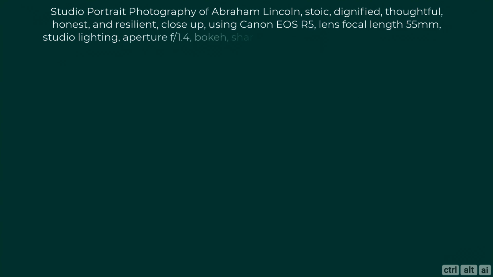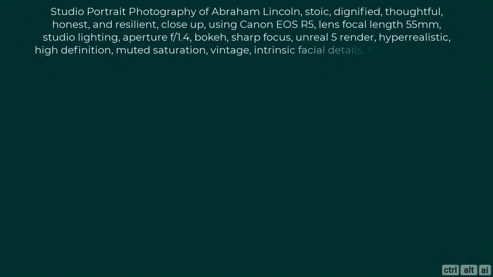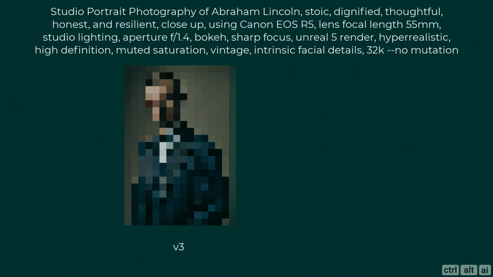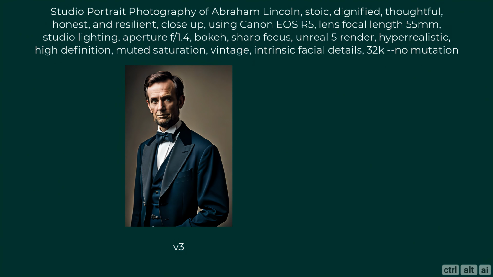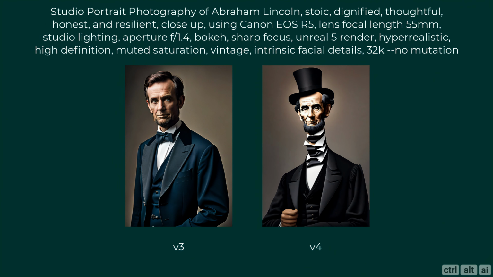The following image is disappointing. It's a long prompt: studio portrait photography of Abraham Lincoln, stoic, dignified, thoughtful, honest, and resilient. Close up, using Canon EOS R5, lens focal length 55mm, studio lighting, aperture f/1.4, bokeh, sharp focus, Unreal 5 render, hyperrealistic, high definition, muted saturation, vintage, intrinsic facial details, 32K, with a negative command: no mutation.